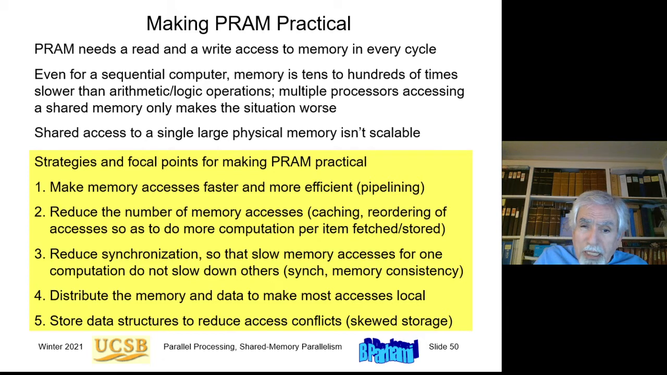Distribute the memory and data to make most accesses local. We'll see how this is done. And finally, store data structures to reduce access conflicts. An example of that is skewed storage that we'll see towards the end of this chapter, Chapter 6B.